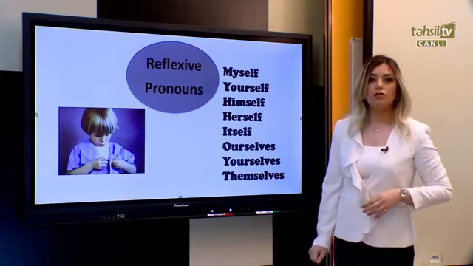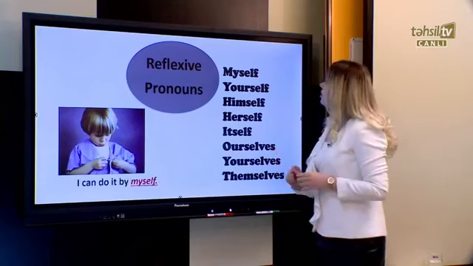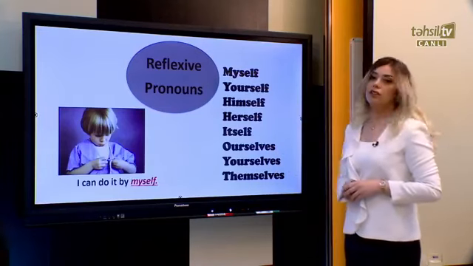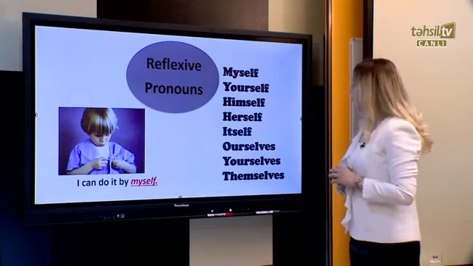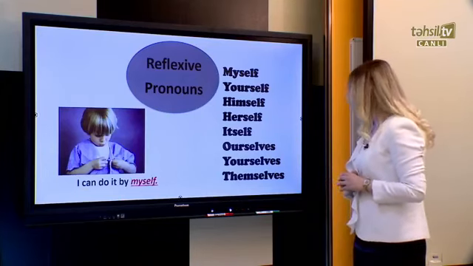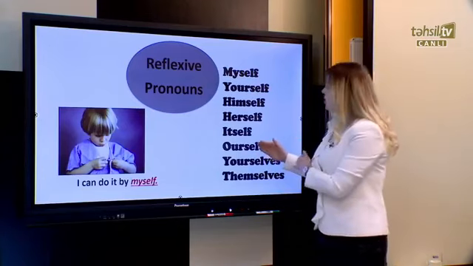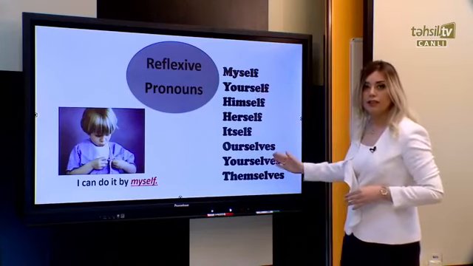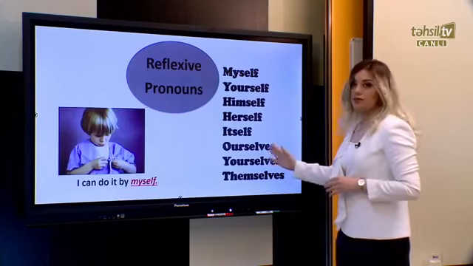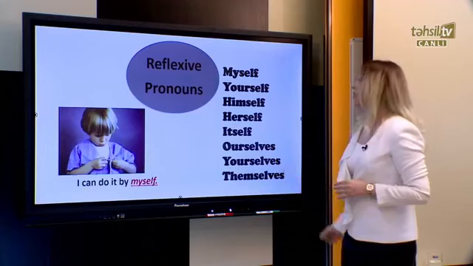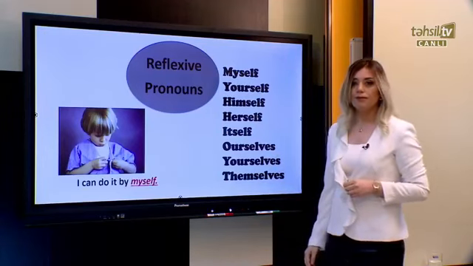One more pronoun is reflexive pronouns. These are myself, yourself, himself, herself, itself, ourselves, yourselves, themselves. Remember, in plural ones, we change F into V. So we don't say himselves, for example, we say ourselves with V. An example here, I can do it by myself.